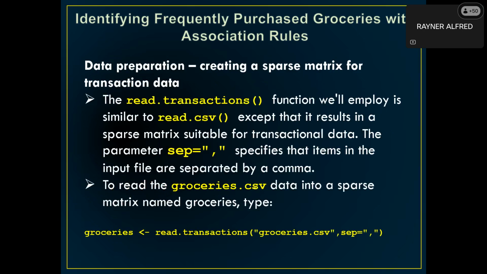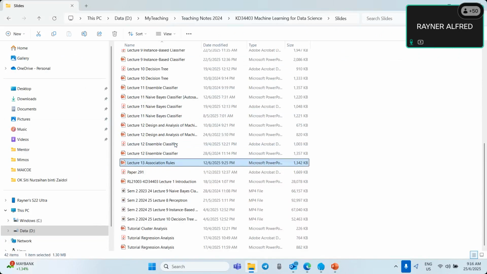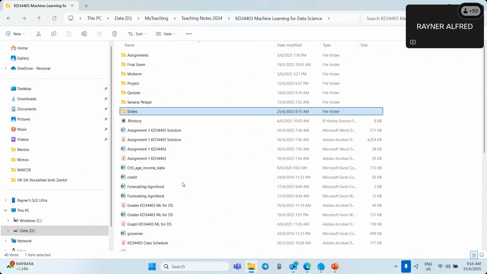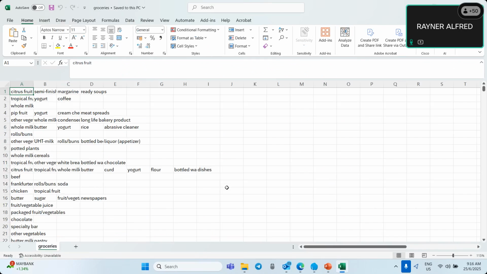And then since we have a sparse database, we will use this function called read transaction that will read the data that we have stored in here. So what we have in the data set, let me check if I can show you. Okay, can you see this?